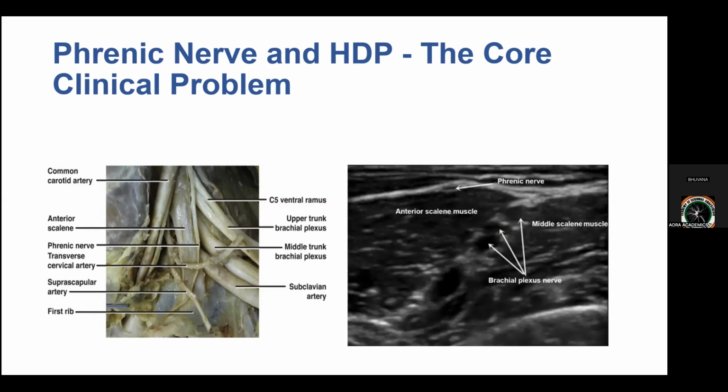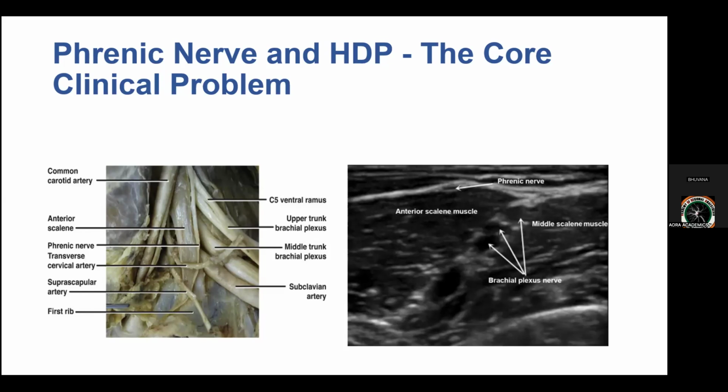Even if you inject a very low volume in USG guided, 5 ml, it will spill over the anterior scalenus. The phrenic nerve might get blocked. Even if you inject 4 mm away from the brachial plexus block, the chances of blocking the phrenic nerve we can reduce, but we can't eliminate the blocking of the phrenic nerve here.